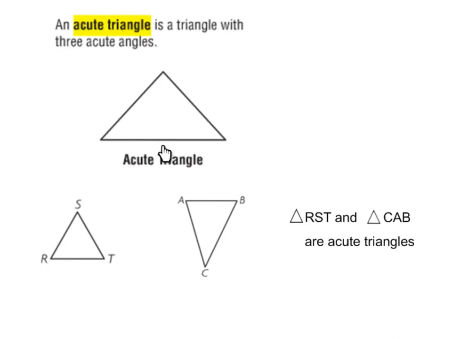Look right here. You can see that this acute triangle does have 3 angles that are less than 90 degrees. Now this one right here does look a little bit close to 90 degrees. However, it is less than a corner. It's less than a right square corner. Therefore, we would call this one acute as well. So, triangles RST and triangle CAB are both acute triangles because all 3 angles are acute. So go ahead in your notes and draw an acute triangle, and make sure that you label it as an acute triangle.